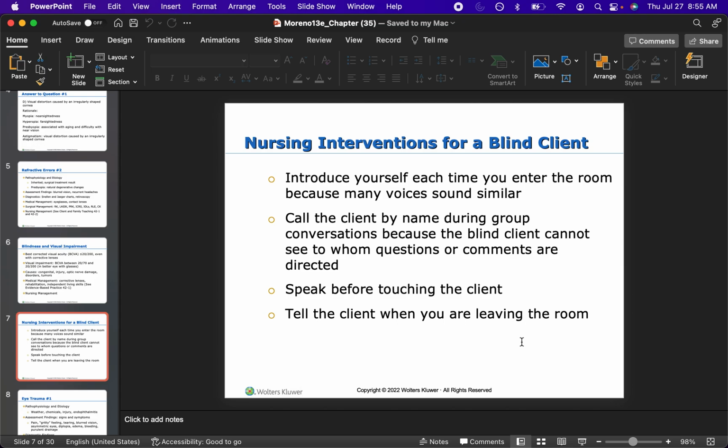Speak before touching the client. Again, you don't want to startle them. And then also tell the client when you're leaving the room.